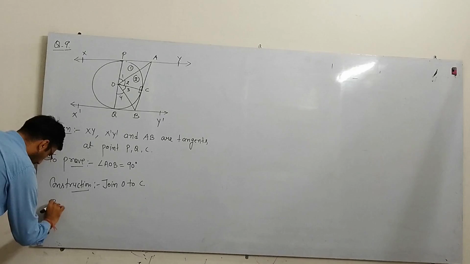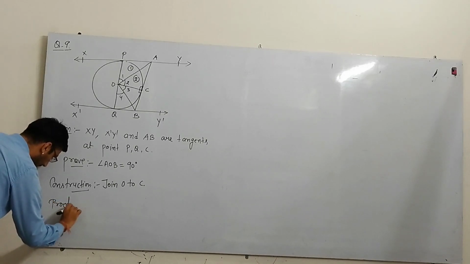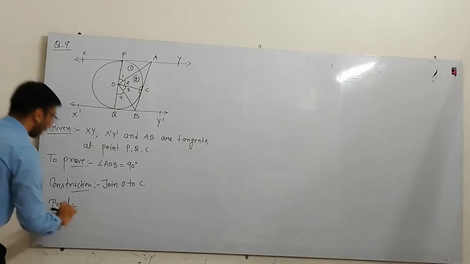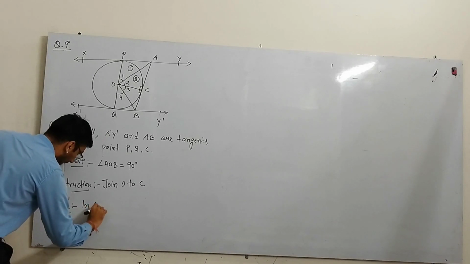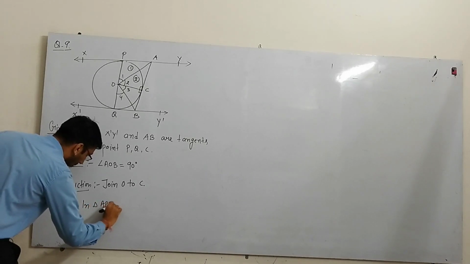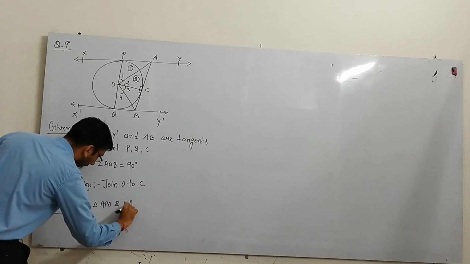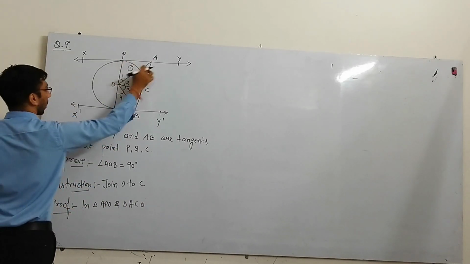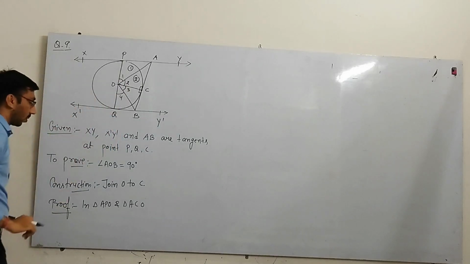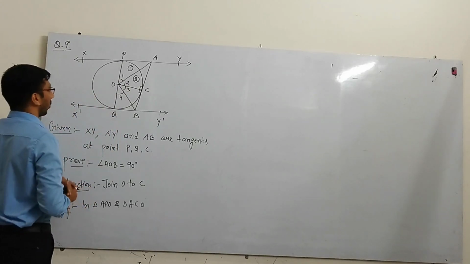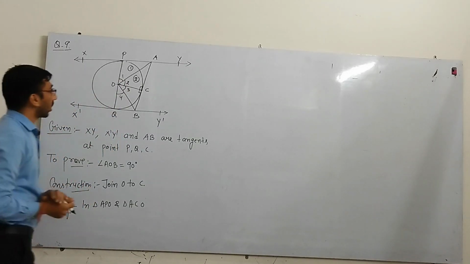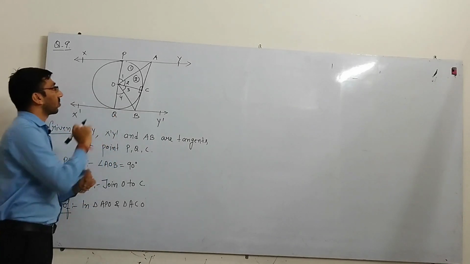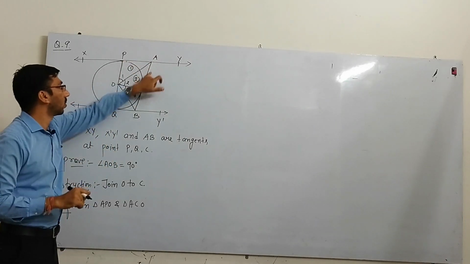So we can write in proof that in triangle APO and triangle ACO, which triangles? APO, this triangle, and triangle ACO, I am using these triangles to prove them congruent. So what are the parts that we have equal here? First we can say that AP will be equal to AC.